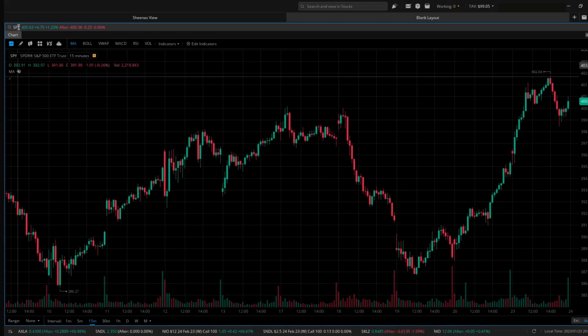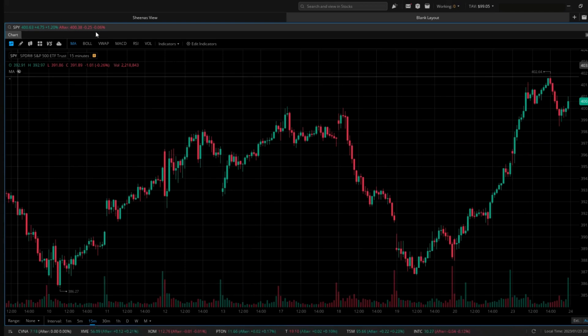So the SPY, what you'll see at the top is the ticker symbol. And next to that, you're going to see the current price. You're going to see how much it has increased for today. So it's up $4.75. And then you're going to see that same number in a percentage. So it's up about 1.2% more than it was yesterday.